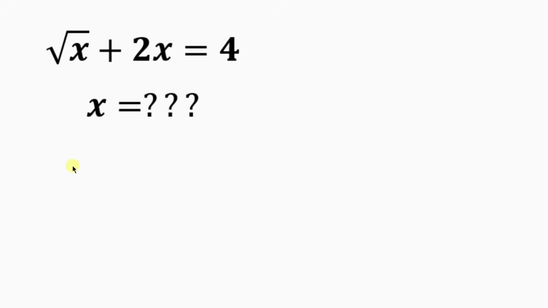Welcome to this beautiful mathematics question. We're told to look for the values of x, given that the square root of x plus 2x is equal to 4. So how do we solve this?